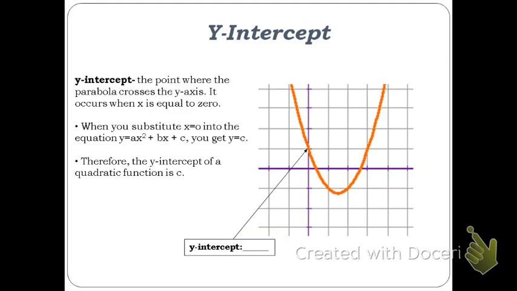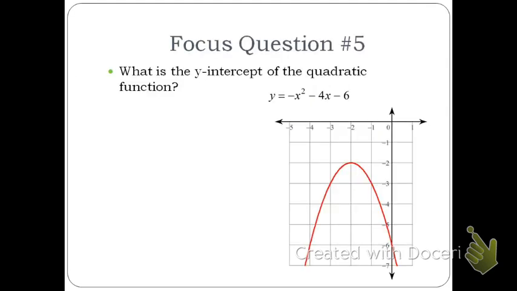Okay, so for number 5, looking at this graph, we have the equation above, but if we look at the graph, what is the y-intercept for this function? Well, it appears that it crosses here, so the y-intercept is at (0, -6). Okay.